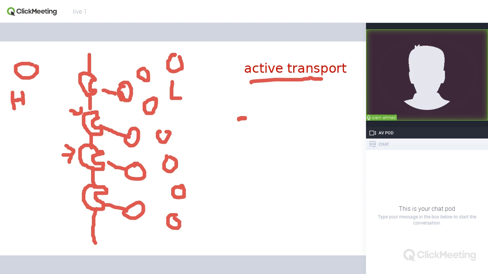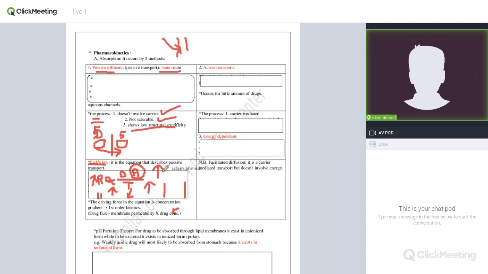So let's go back. It's energy dependent, as we have mentioned. For the active transport, the process occurs against the concentration gradient. This is the first thing. Second thing, it occurs for a limited amount of drug, not as the main route, such as the passive. As we have mentioned, passive diffusion is the main route. That one happens only for a limited amount of medications.